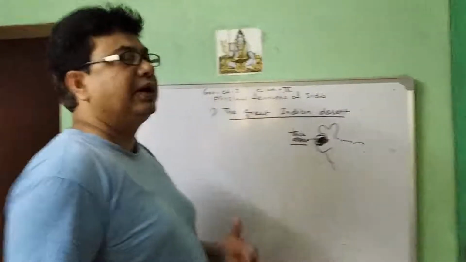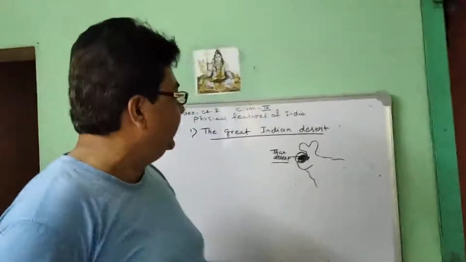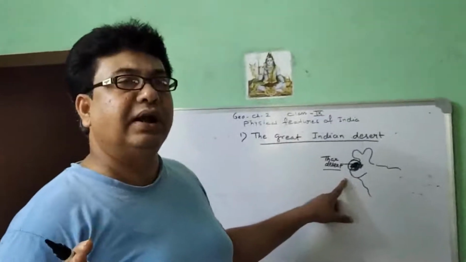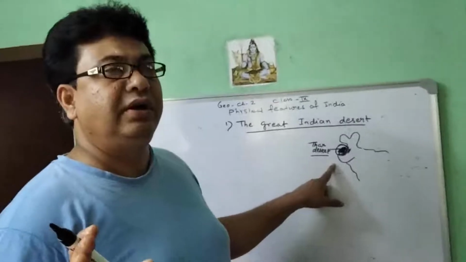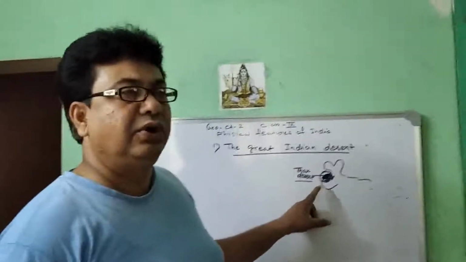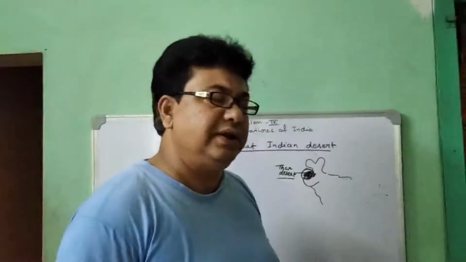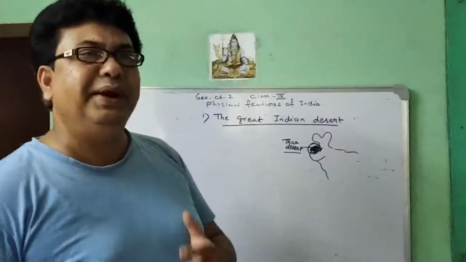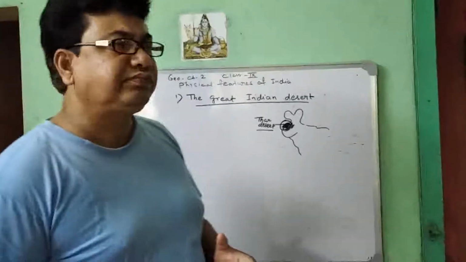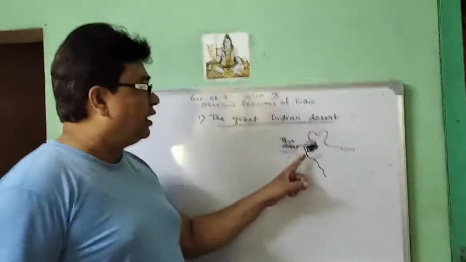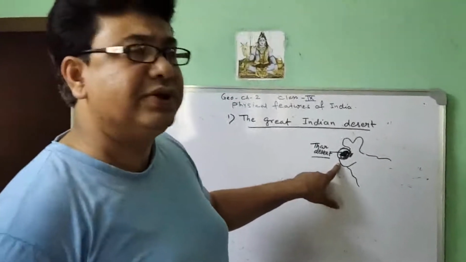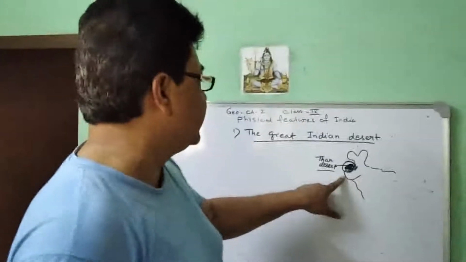Actually, I want to tell you what a desert is. A desert is a sandy, rocky land mass with little water and no vegetation. This area is called a desert, where the temperature is extreme and rainfall is minimum. So in the western part of India, the Great Indian Desert is located. Let us understand the features of the Great Indian Desert.